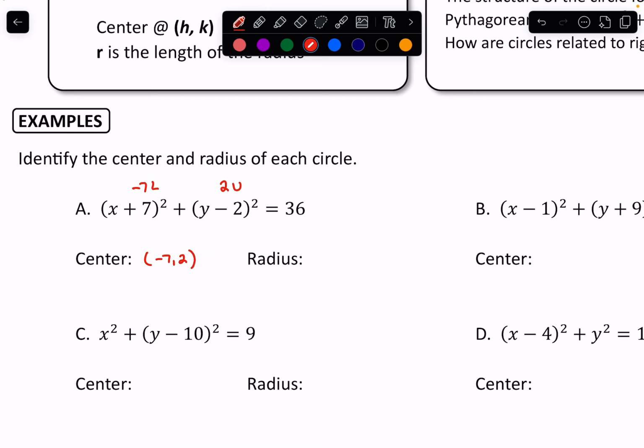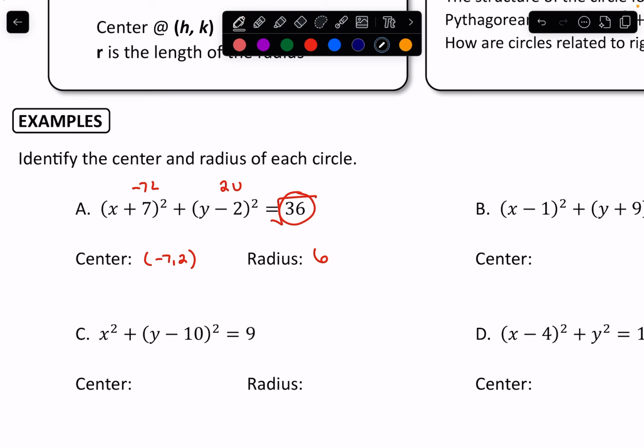And my radius is the square root of this number. Because remember, the formula 36 is the radius squared. So I've got to square root 36 to get my radius. Well, the square root of 36 is just 6. So my circle is centered at -7, 2.